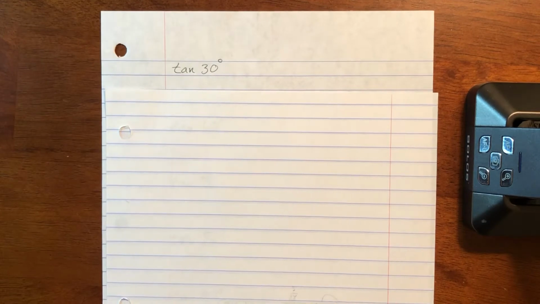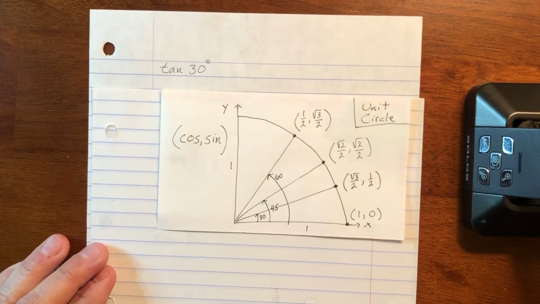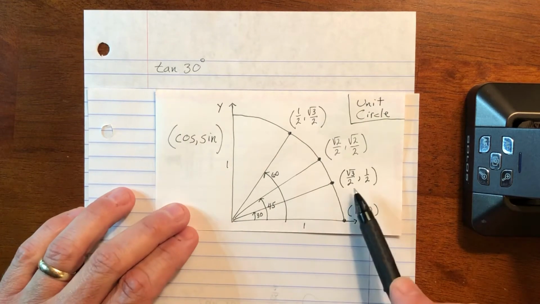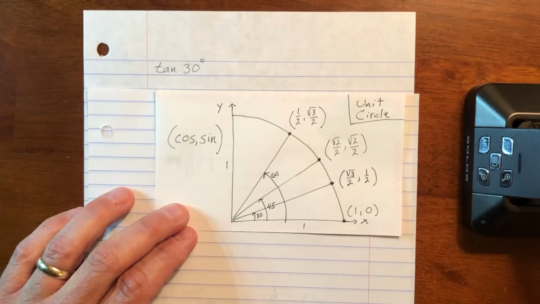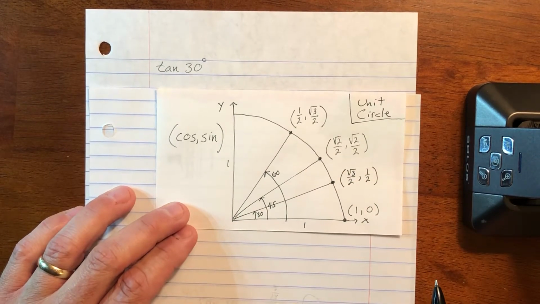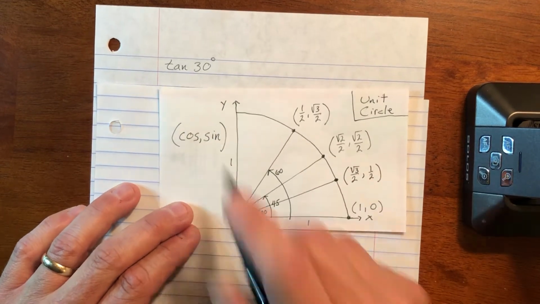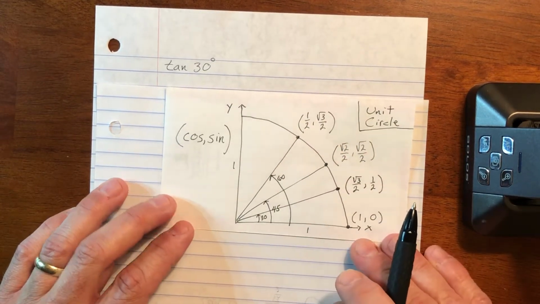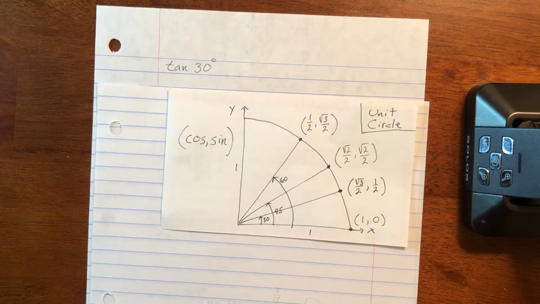I've made up another one with just a quarter of the unit circle. You don't need to know the whole unit circle. You just need to know the square root of 3 over 2, a half, and the square root of 2 over 2. As long as you can recreate that, then you can figure out anything all the way around the whole circle. So let's try the tangent of 30 degrees. Well, one thing that we just learned is that it's opposite over adjacent.